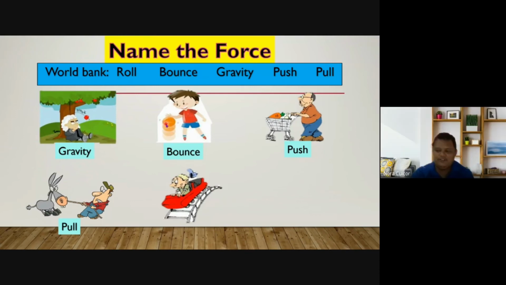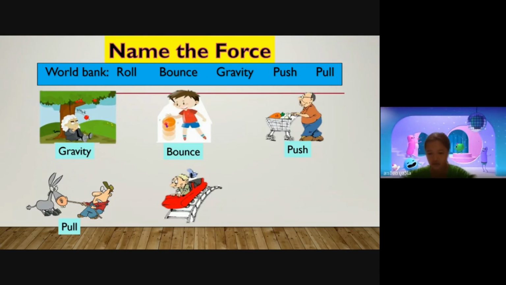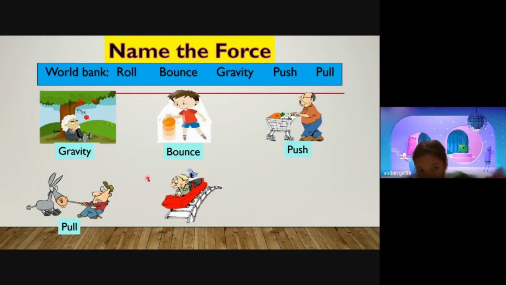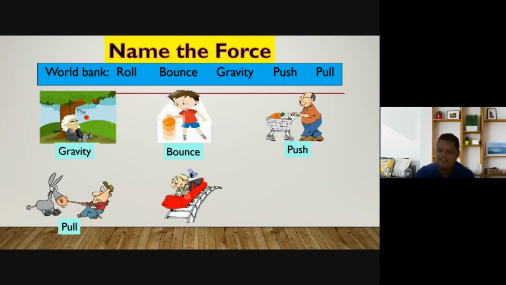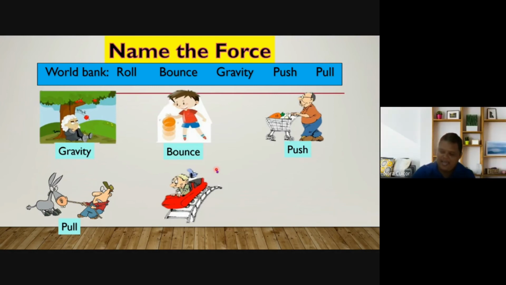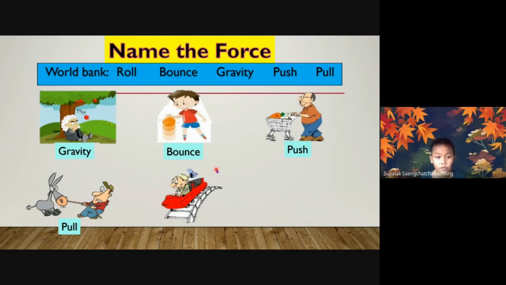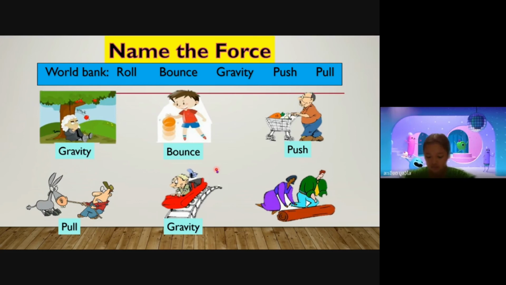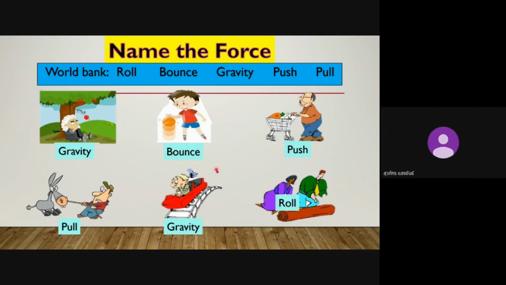It's correct, Pimjay. Continue. Read. Roll, not roll. It's not roll. Bounce. No, it's not bouncing when you ride a roller coaster. It's gravity, because of the gravity. Okay, next one. Roll.